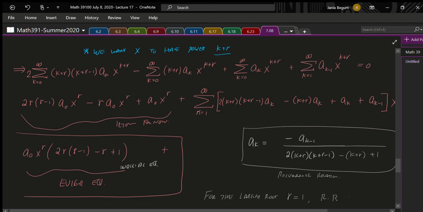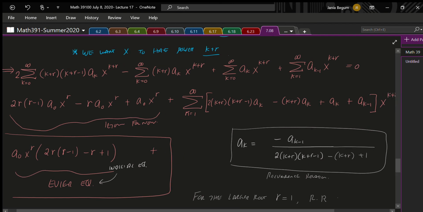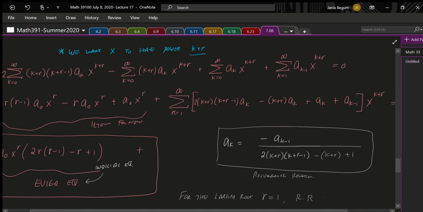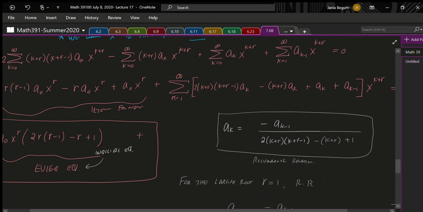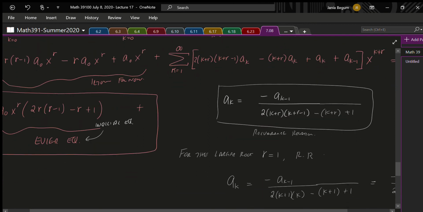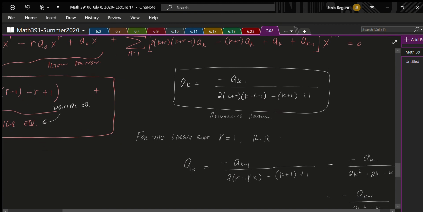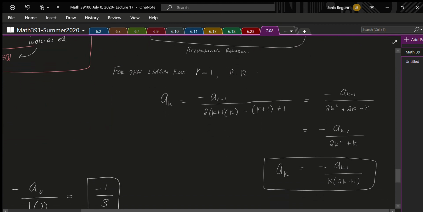That is something we can just get from the Euler equation. So why not, right? We avoid all of this, and we just take our coefficient in front of x to the r and set it equal to 0. That gives us the recurrence relation for the entire problem. But we only want the recurrence for the corresponding root, which is the larger one, r equals 1. Once you plug in r equals 1, it simplifies to something really nice, and that's when we got this recurrence relation corresponding to r equals 1.